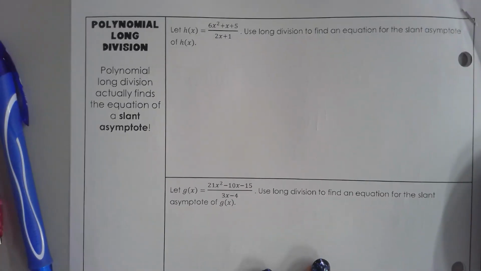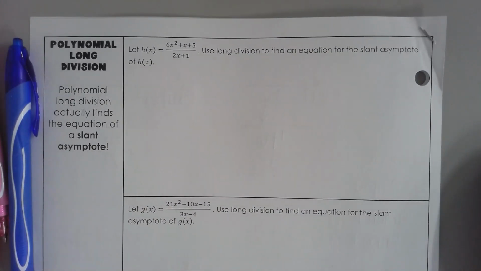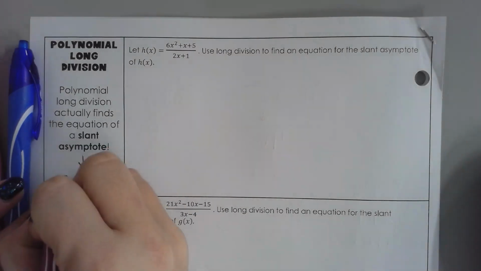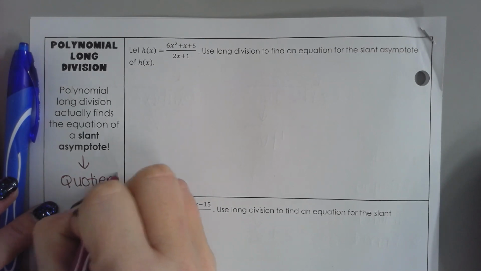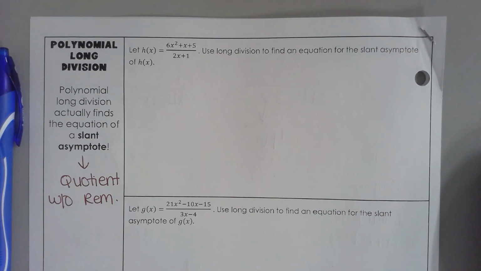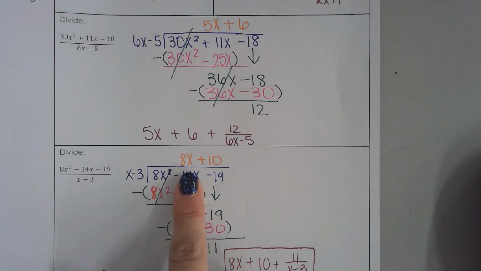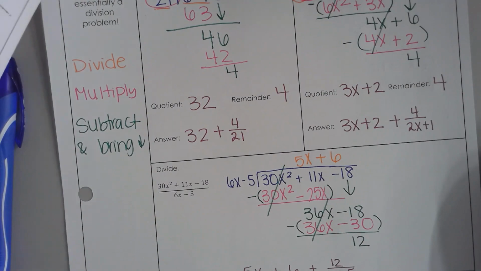But I want to point out how that affects the slant asymptote. Whenever you do your long division, your slant asymptote is the quotient part without the remainder. That gives you the equation of your slant asymptote. For example, on this last one that we did, I would have a slant asymptote, the line y equals 8x plus 10. That's a really steep line.